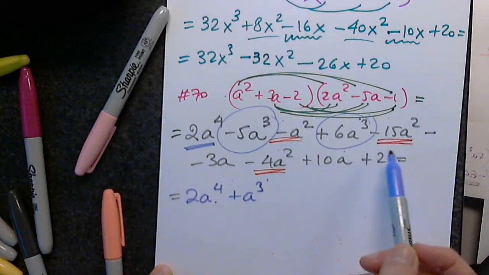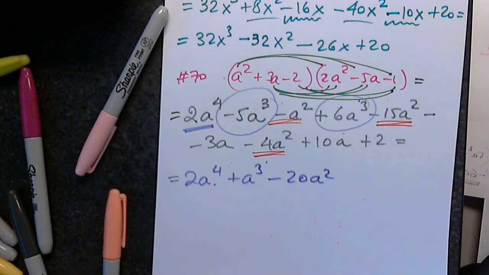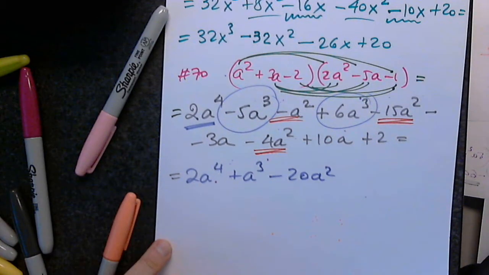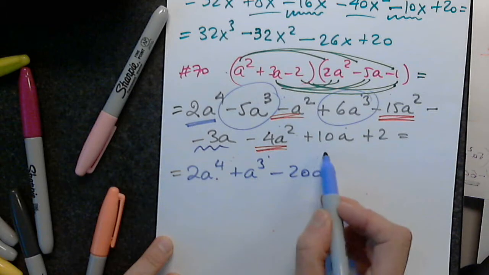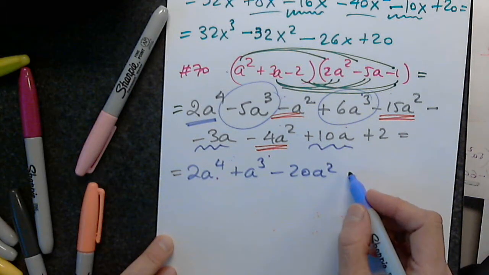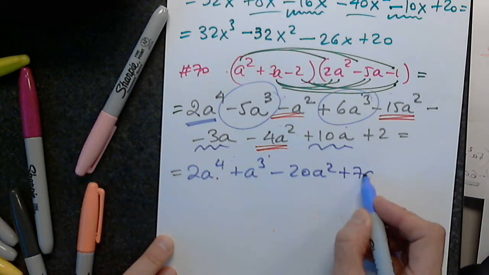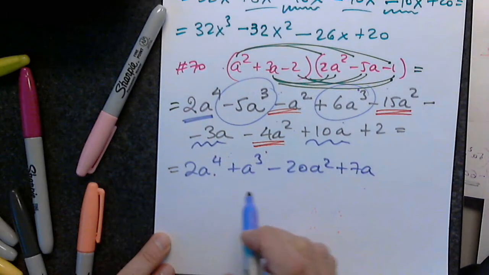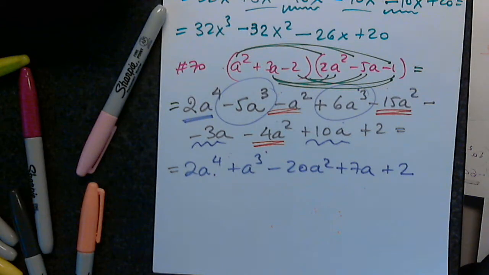So negative 20 a squared. Perfect. Done. The next in line is degree 1. Perfect. So I have this and this. I cannot write 7a, I have to write something. So done, and then plus 2. Very good. So we multiplied and we combined like terms. We were able to identify the degree. We arranged it in descending order.